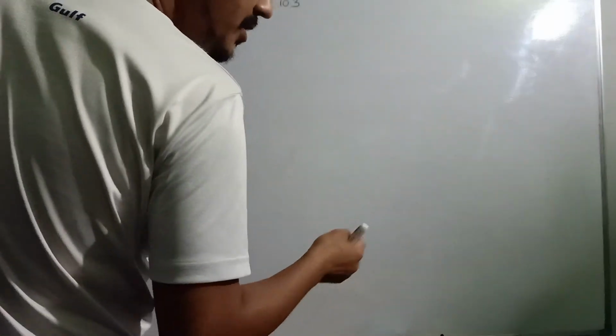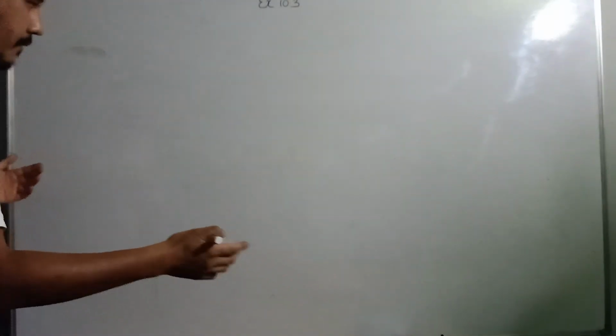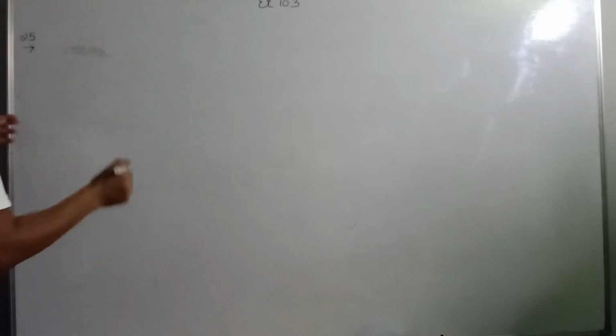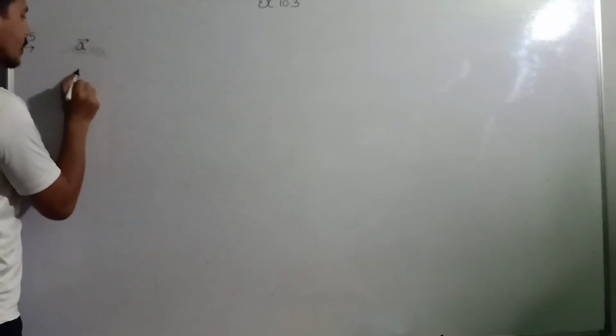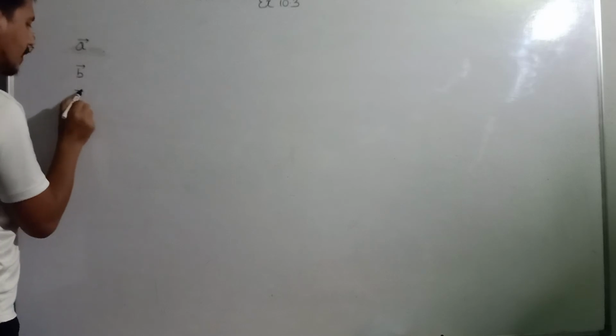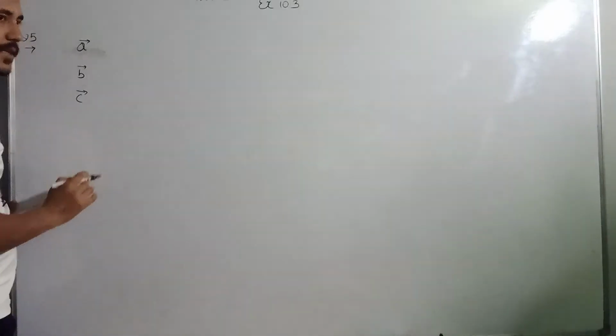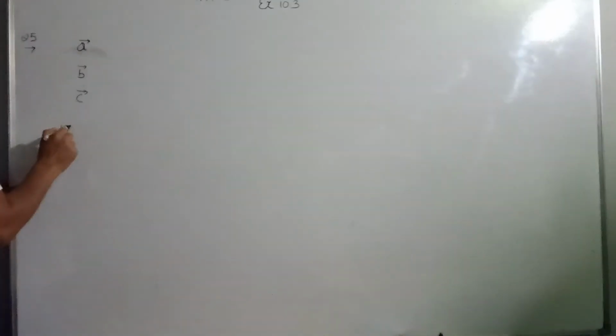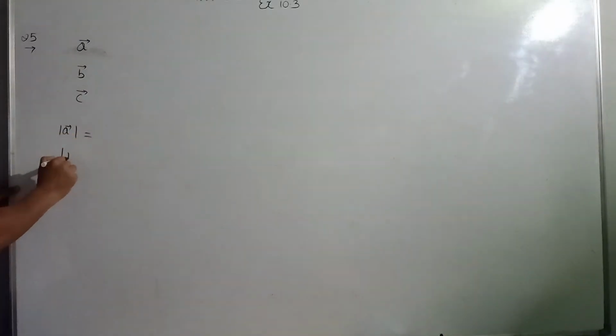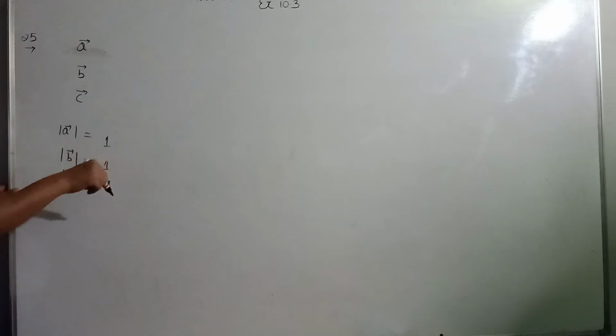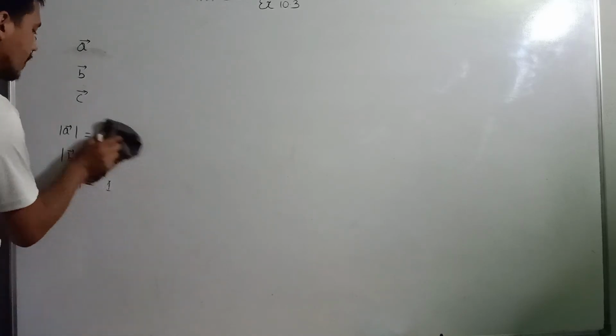So you're saying about question number 5. You want to show that there are 3 given vectors. Let me denote by A, B, and C. The first part is you want to show that each of them is a unit vector. So you need to find out each of their magnitudes. If each of their magnitudes is equal to 1, then they are unit vectors. Okay? That is the first thing.